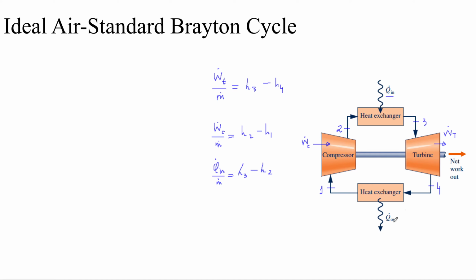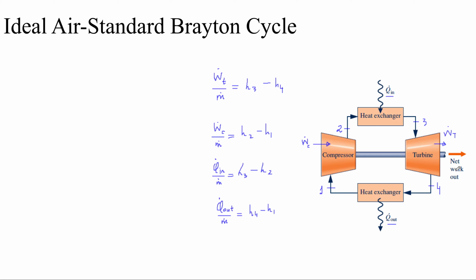And last of all, I've got Q dot out that I need to account for. And again, with the arrow pointed outwards, I'm going to have initial minus final enthalpies. That's going to be H4 minus H1.